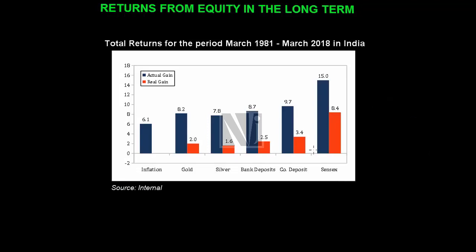Now we have a performance comparison of various asset classes in India for the 37-year period from March 1981 until March 2018. Like in the US, in India too, equity, represented by Sensex, has outperformed all other asset classes over the long run. All other asset classes, including gold, silver, bank deposits, company deposits, have all outperformed inflation by small margins, as you can see here. It is Sensex which has generated a total return of 15% over this 37-year period, thereby delivering an 8.4% return over and above inflation.